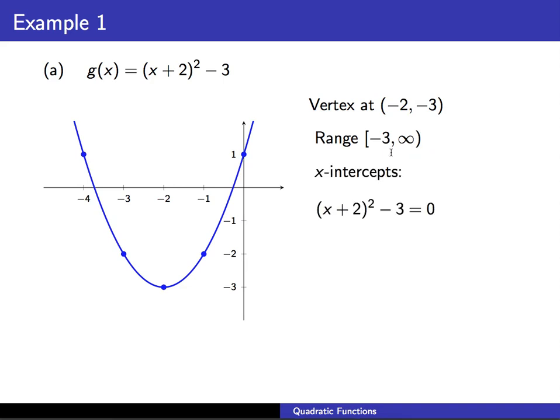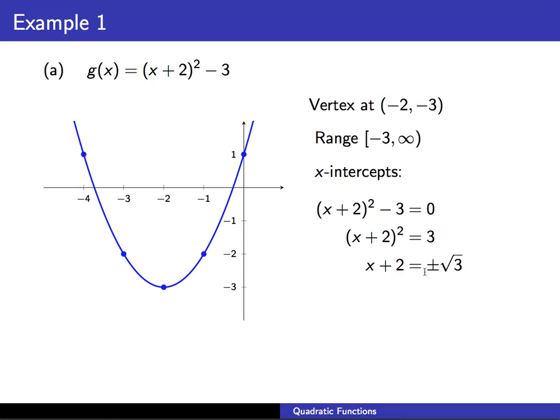The x-intercepts, to find those, we just set our function equal to 0 and solve. So add 3 to both sides, we get x plus 2 in parentheses squared equals 3. Take the square root of both sides. Remember, when you take the square root of both sides, you have to consider the positive and the negative.